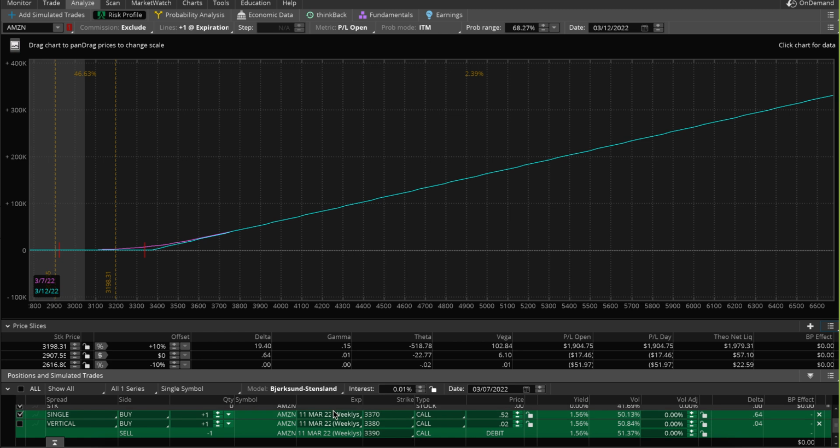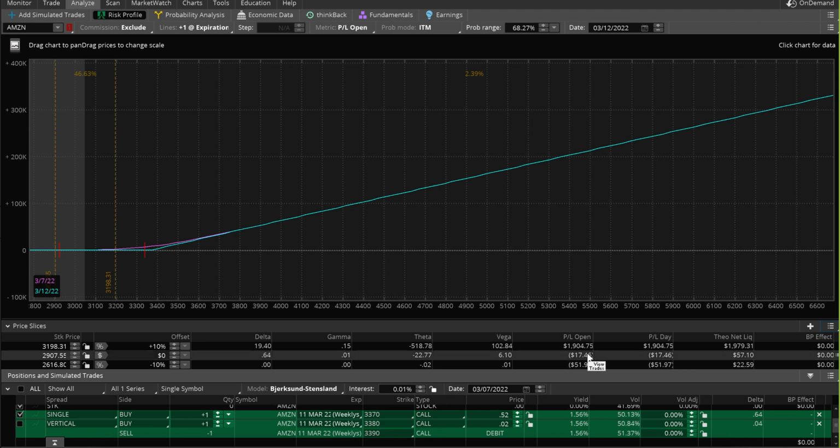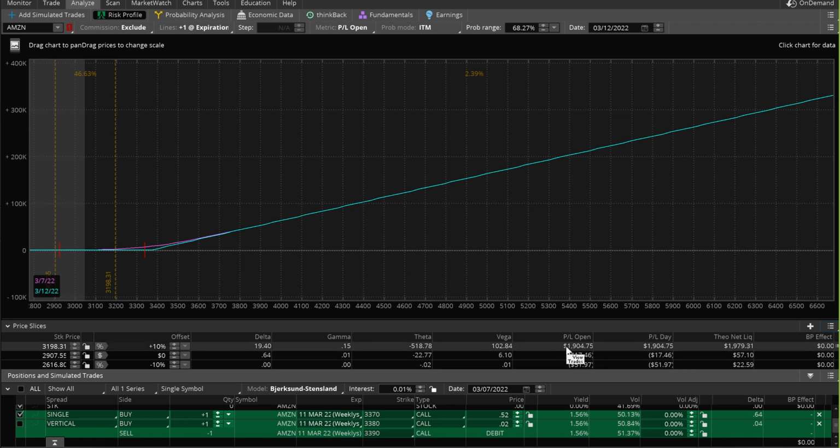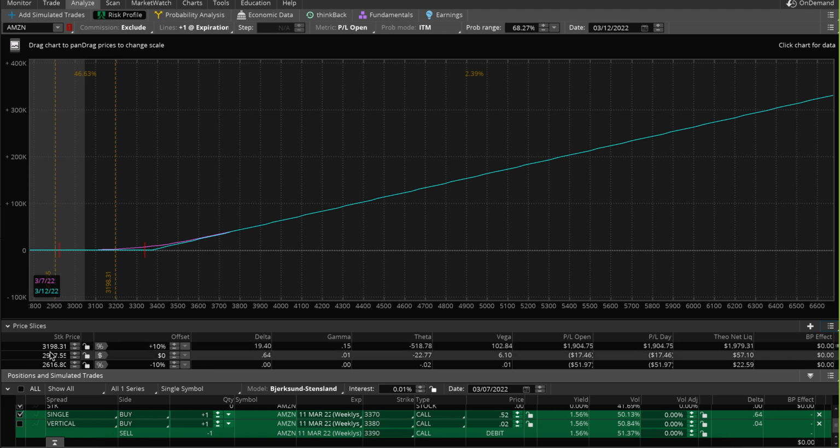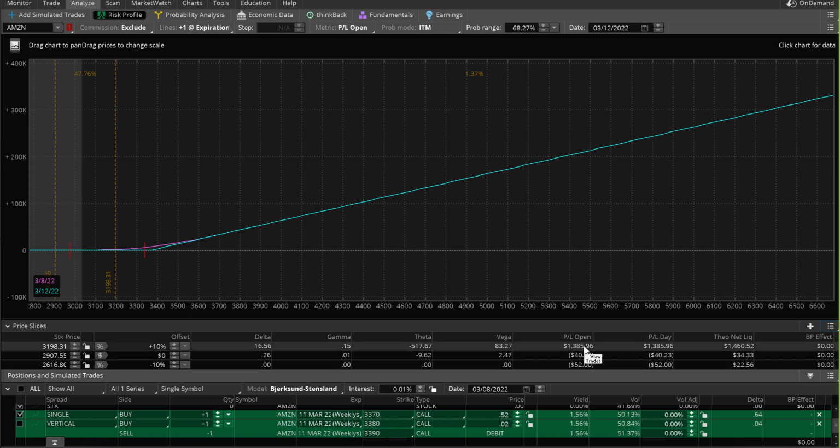The contract would not yet have been in the money, but it would still have some time, however. So profits would be about $2,000. And let's say it stayed at this price, 31.98, 10% higher, by the next day, you see profit would be down about $600.